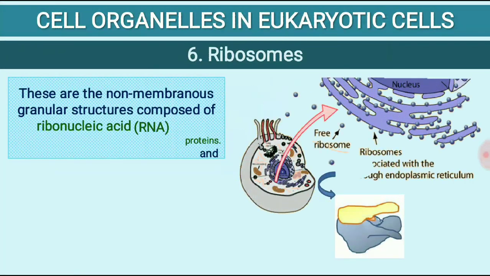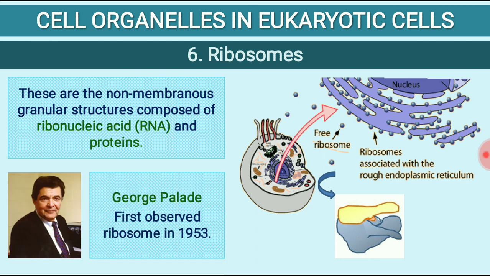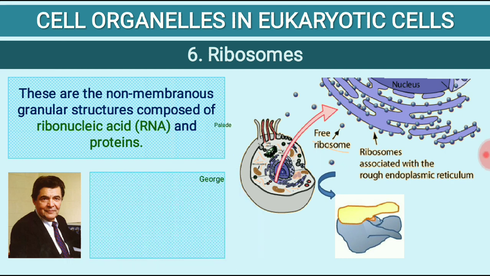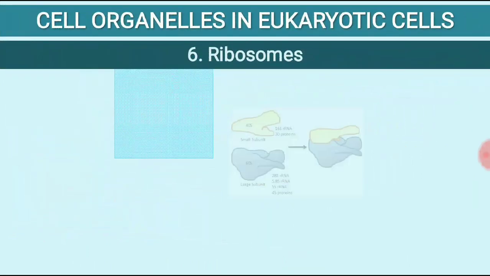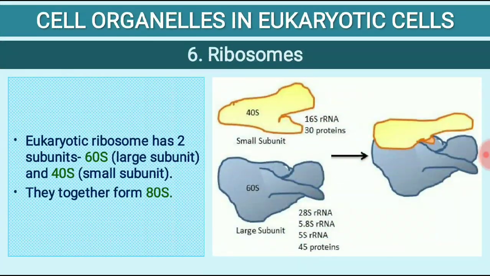8.5.6 Ribosomes. Ribosomes are the granular structures first observed under the electron microscope as dense particles by George Palade, 1953. They are composed of ribonucleic acid, RNA, and proteins and are not surrounded by any membrane. The eukaryotic ribosomes are 80S while the prokaryotic ribosomes are 70S. Here S, Svedberg's unit, stands for the sedimentation coefficient. It indirectly is a measure of density and size. Both 70S and 80S ribosomes are composed of two subunits.